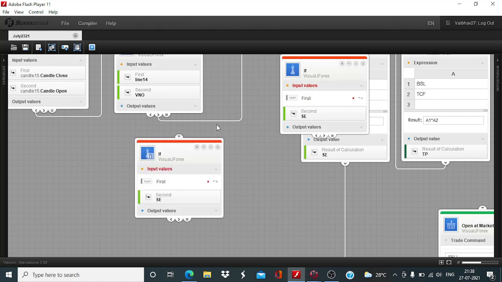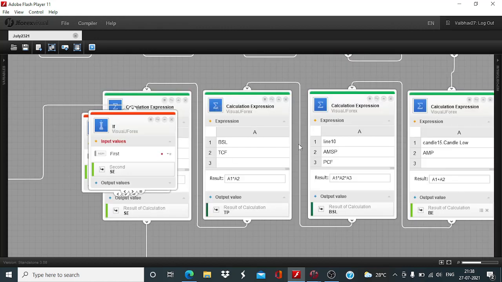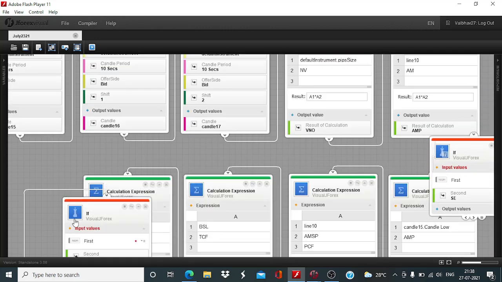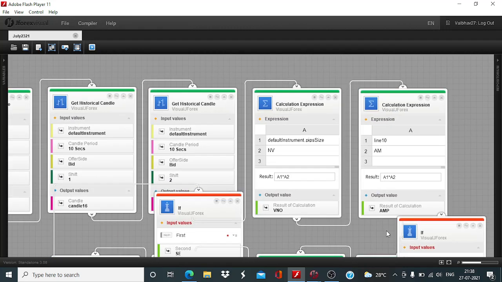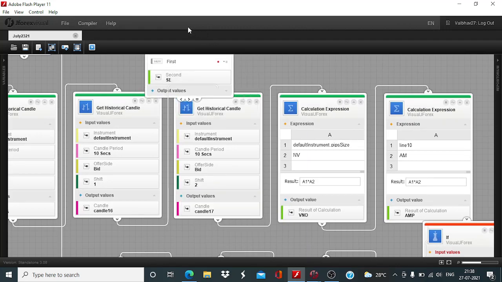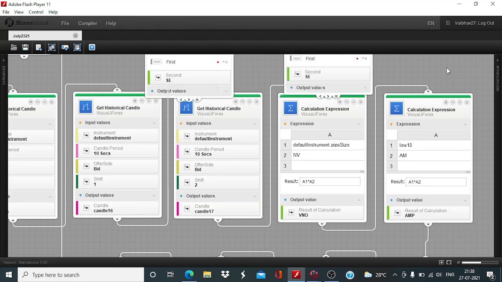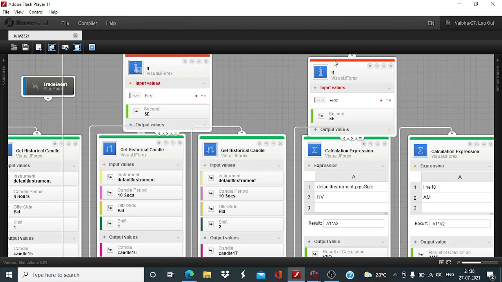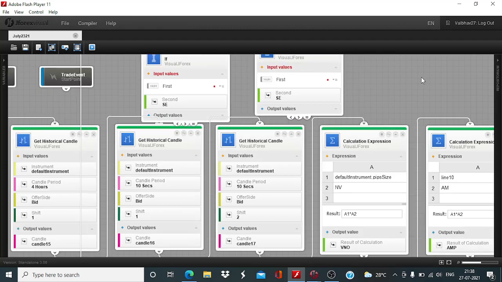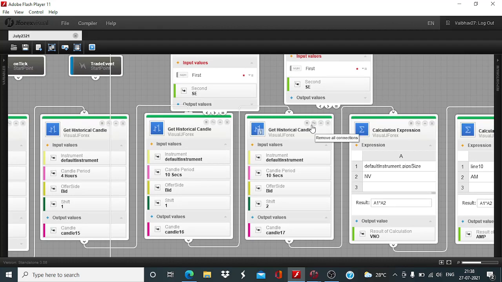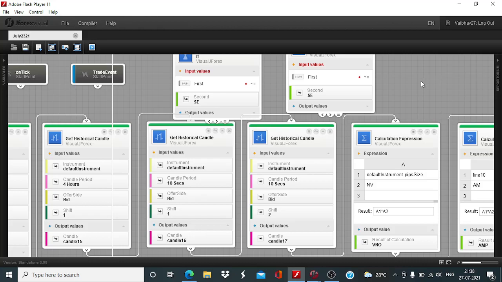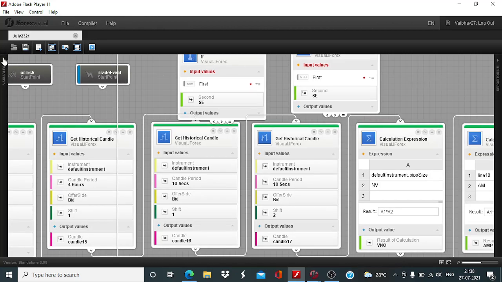And we will compare SE with the last two 10-second candles. Candle 16 should have closed lower, whereas candle 17 needs to have closed higher. So whenever price starts to drop below this entry point, the sale order should be placed. That's the simple logic behind it.